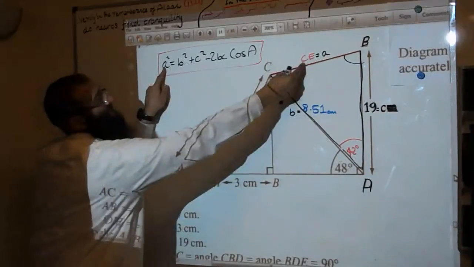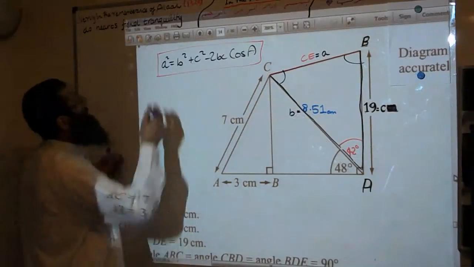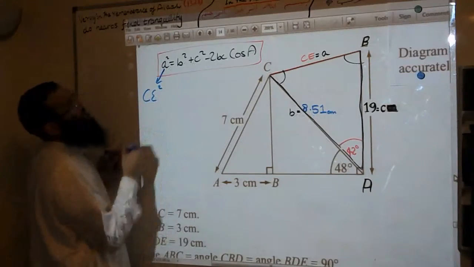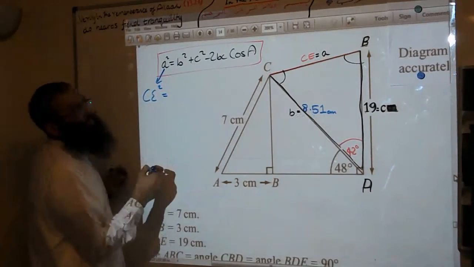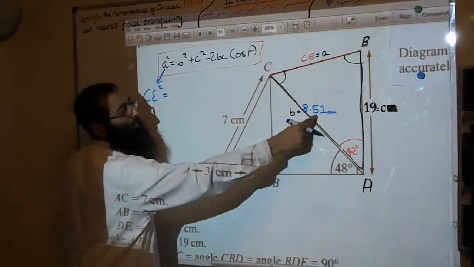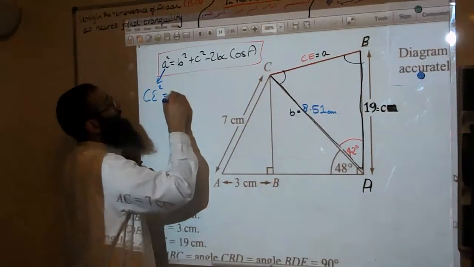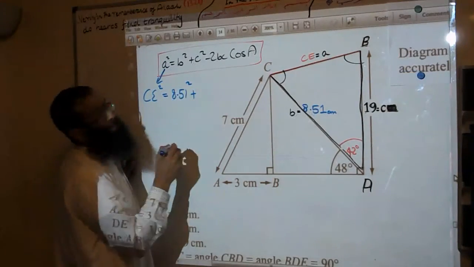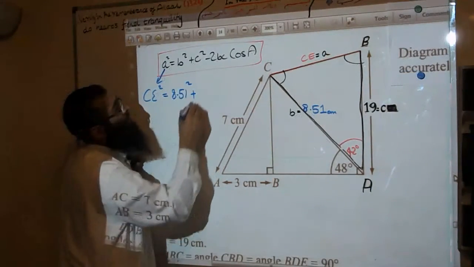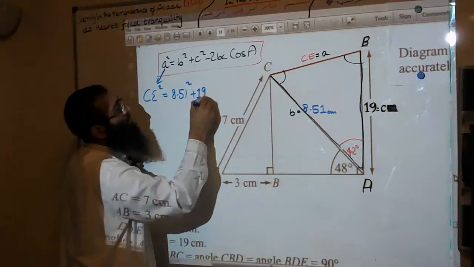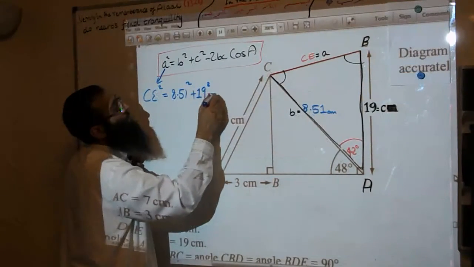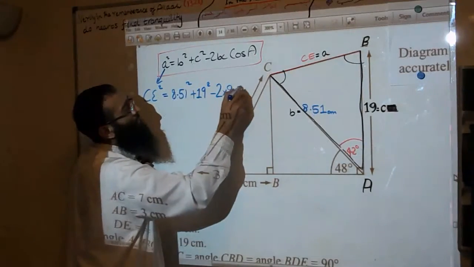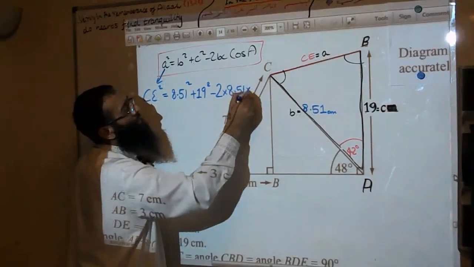So the A is my CE squared. A squared. What's the B value? Okay, Zishan, B value is 8.51, which we got from the previous part of the question. Plus, okay, we have Idris. What's the C value? 19. Okay, 19 squared. Minus 2 times, what's the B value again? 8.51. And what's the C value again? 19.